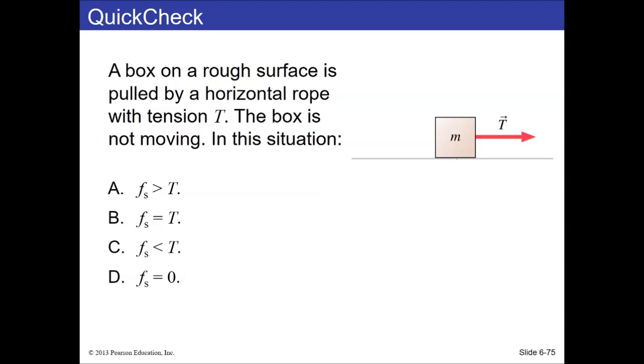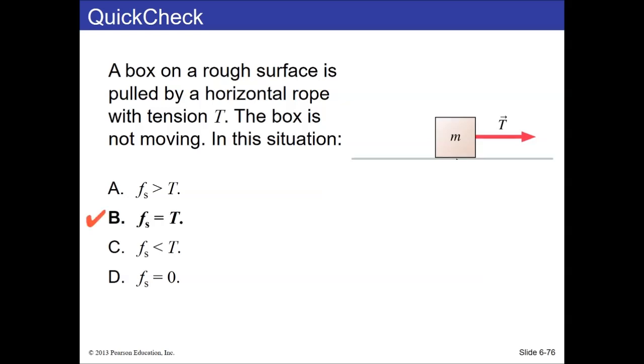So we have a box on a rough surface. It's pulled by a horizontal rope with tension T. The box is not moving. Okay, so think about what forces act on this thing. Obviously there's tension to the right, normal force going upward, and gravity going down. Now, if those were the only three forces acting on this object, then it would be accelerating to the right. But the situation tells us that the box is not moving. So what does that imply? Think about that for a moment, and the answer here is B.